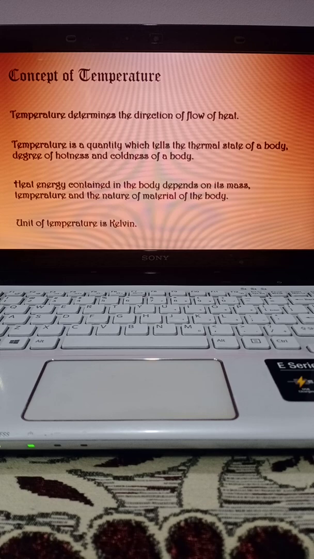Next, what is temperature? As a normal definition, we know that temperature means degree of hotness and coldness of an object. But here we can also state that temperature can determine the direction of flow of heat energy. Whenever heat energy transfers from one body to another body, it always transfers from hot body to cold body. So if the temperature is more for one object, and for another object the temperature is less, we can say that the heat energy is going to flow from higher temperature to lower temperature. This means that temperature determines the direction of flow of heat energy.